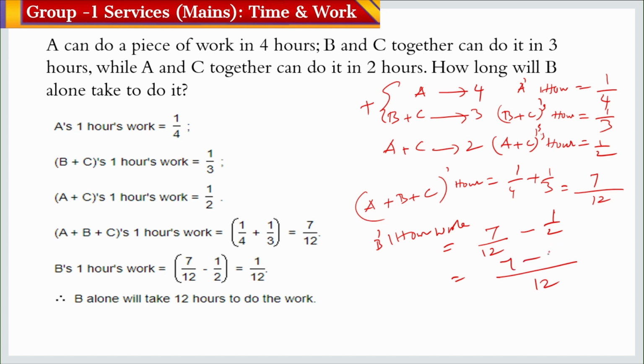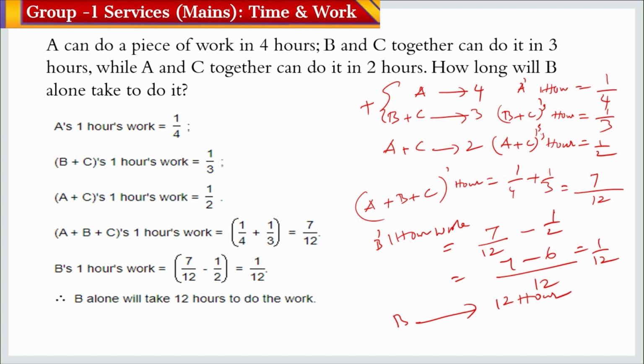7, this is 6, 1/12. Means B can complete that work, reciprocal of this one, that is 12. B can complete that work in 12 hours. Do you understand? See how simple a calculation we can do.